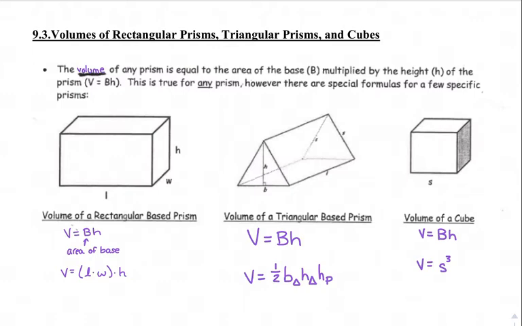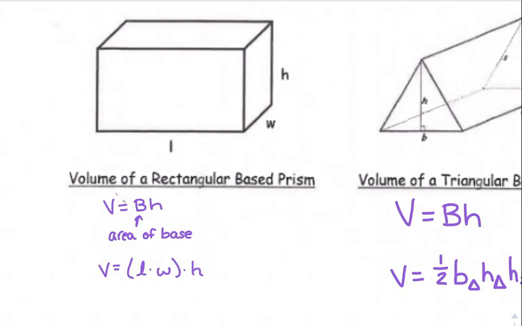You can use that formula for any prism. However, there are more detailed formulas that you can use as well. So V equals big B times H works for any prism, and then we're going to modify it. If I'm looking at this one, this is the volume of a rectangular prism. So volume equals big B times H. Big B means the area of the base.